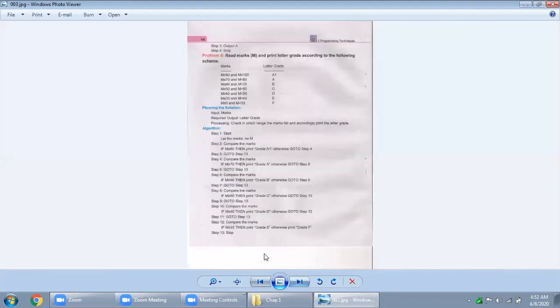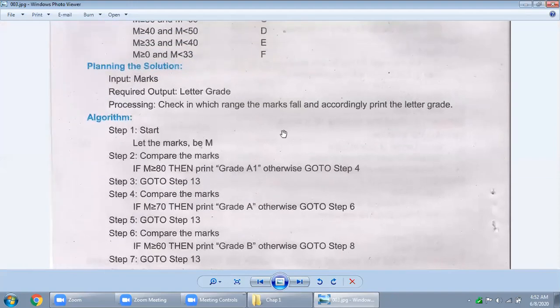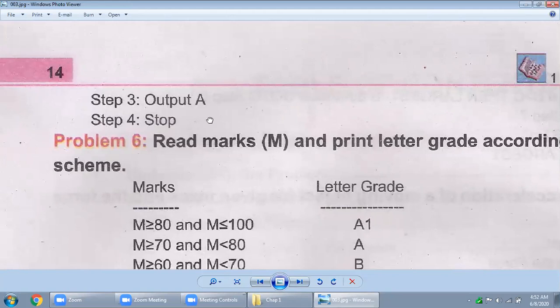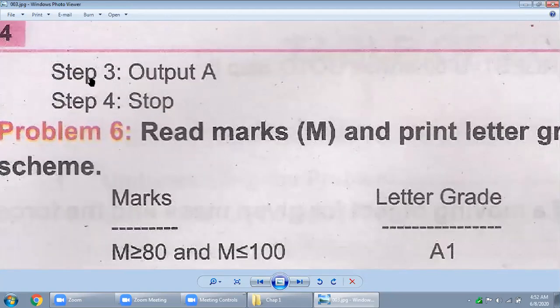Next step. Our next step is step 3, output A. In the previous step, we found the area of the triangle, and in the third step, we show the area of the triangle. And step 4 is stop. Stop means our algorithm is finished. Our algorithm is finished over here. So this was the algorithm.